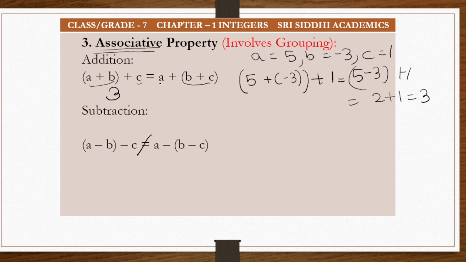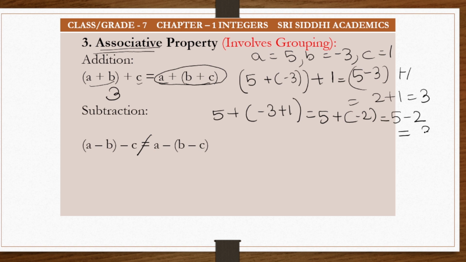a plus b plus c. Now let's do this side: a plus b plus c, the reverse, with b plus c inside the bracket. So here it will be again 5 plus -3 plus 1. So here 5 plus, what will be the value of minus 3 plus 1? Minus 2. Now next step, plus outside, minus inside means it will become 5 minus 2. So it will be again 3. So 3 is equal to 3. Both sides are the same. So I'll just erase these lines over here.